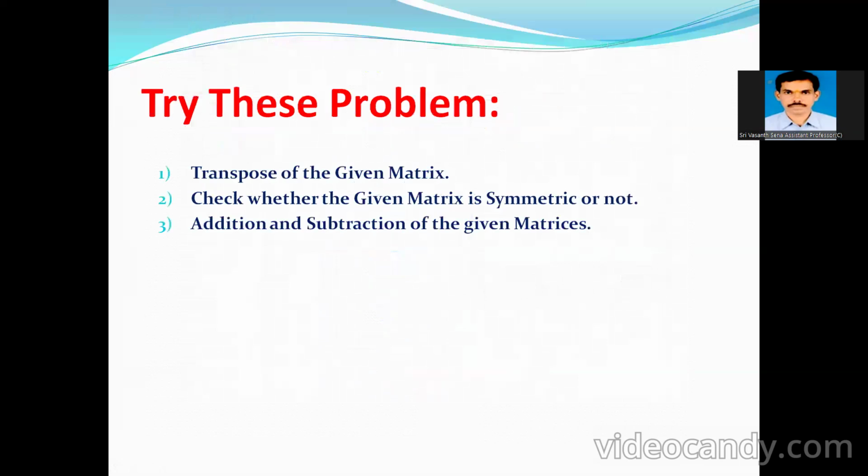In this way, you can find the transpose of the given matrix. The transpose is when you convert rows into columns and columns into rows. Then check symmetric: once you find the transpose, if A^T is equal to A, then that matrix is said to be a symmetric matrix. Next, you can try addition and subtraction of two given matrices.